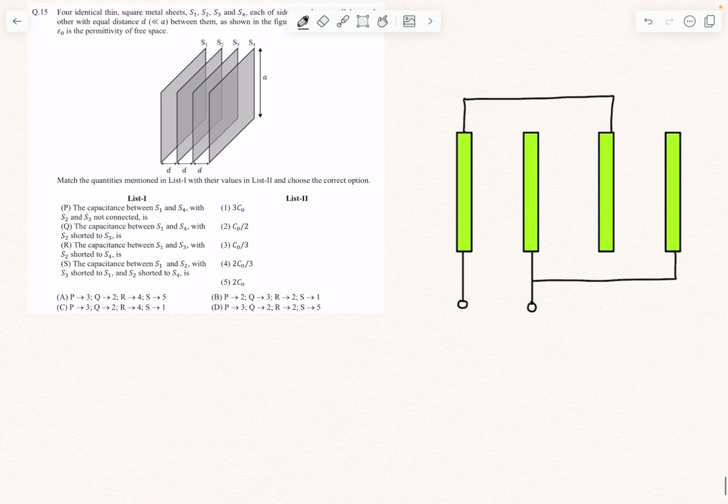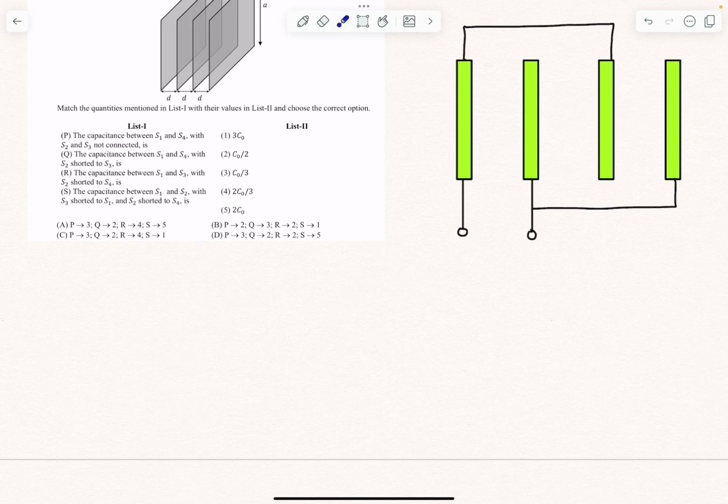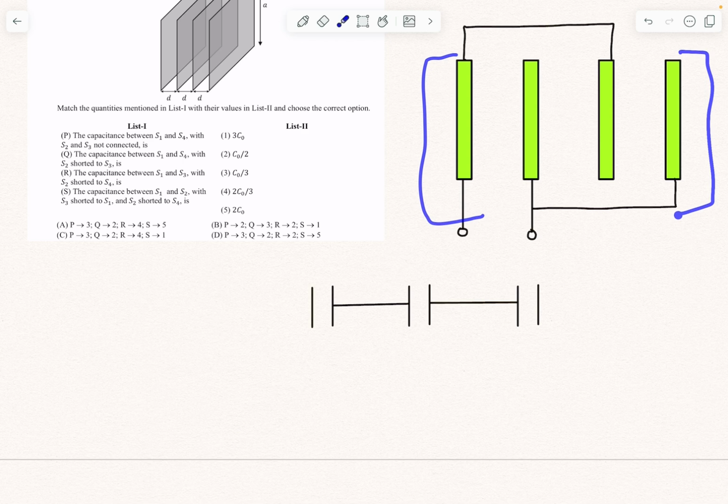Okay, so this is the circuit that is given to us. First you need to understand, guys, these 4 plates: if you take one pair at a time, they will form 3 capacitors, each of whose capacitance is C0. Now I'm trying to draw the equivalent circuit for these 4 plates. I know that there will be 3 capacitors, so I drew 3 capacitors.